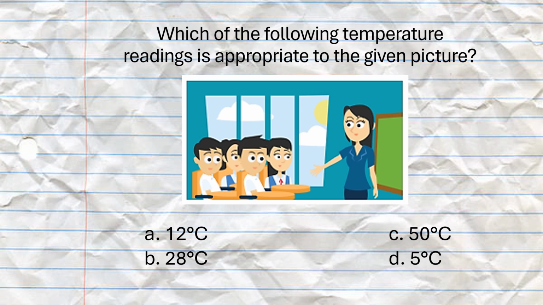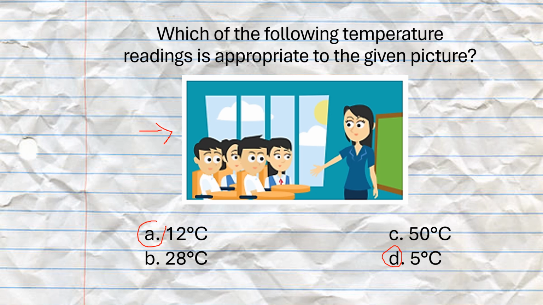Which of the following temperature readings is appropriate to the given picture? So this is our picture. Is it A, 12 degrees Celsius, B, 28 degrees Celsius, C, 50 degrees Celsius, or D, 5 degrees Celsius? Choices A and D are very cold because they are still near the freezing point of water, which is 0 degrees Celsius.